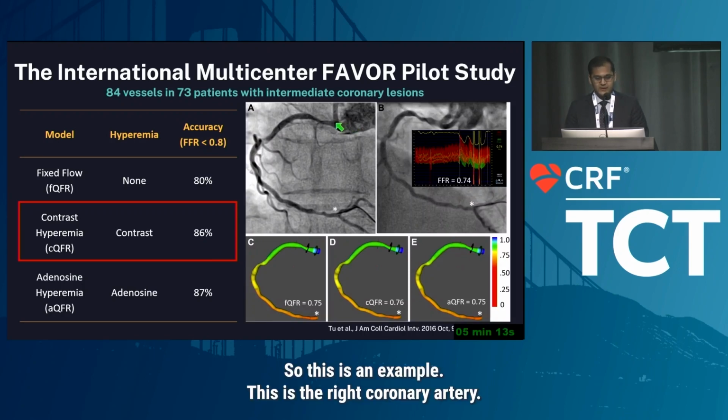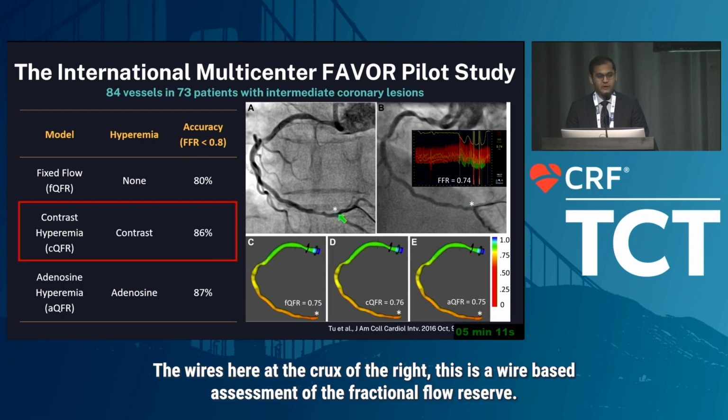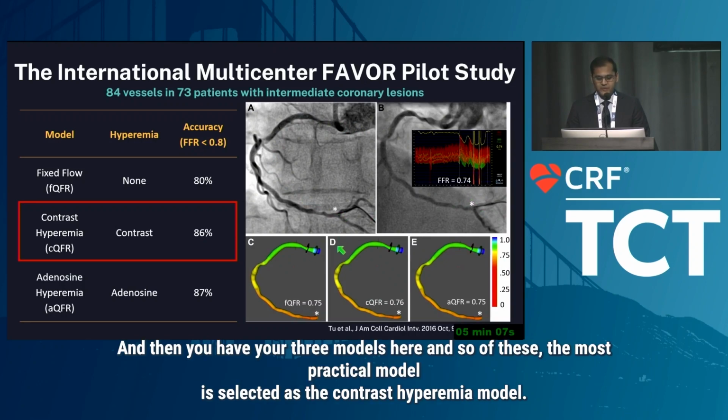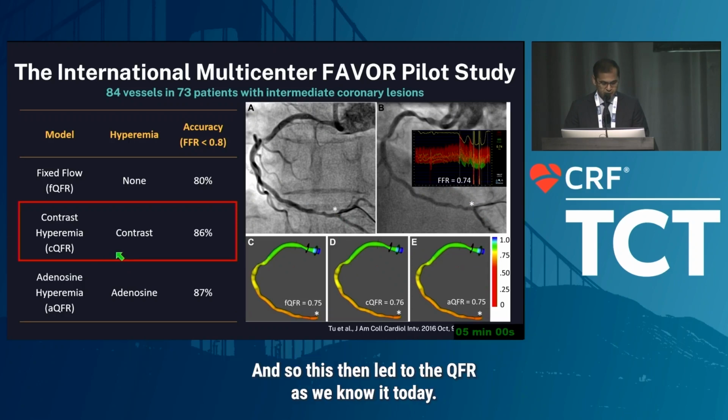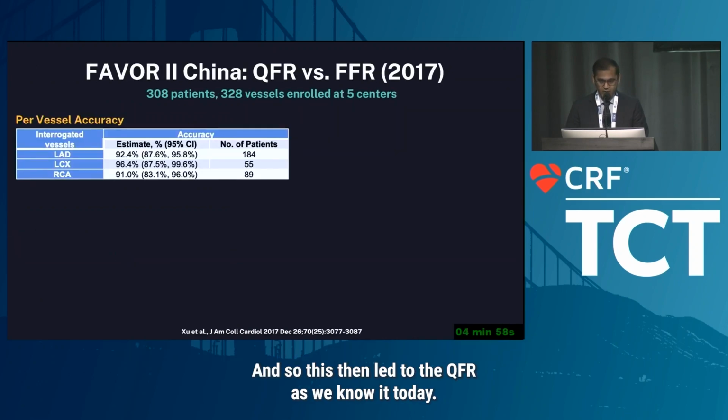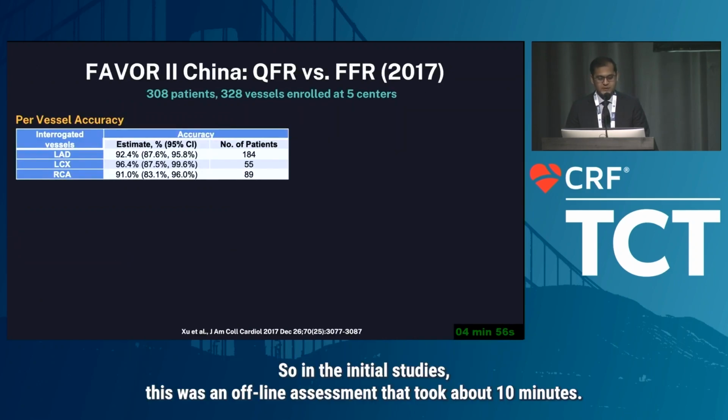This is an example. This is a right coronary artery. The wire is here at the crux of the right. This is the wire-based assessment, the fractional flow reserve, and then you have your three models here. Of these, the most practical model was selected as the contrast hyperemia model, and this led to the QFR as we know it today. In the initial studies, this was an offline assessment that took about 10 minutes.